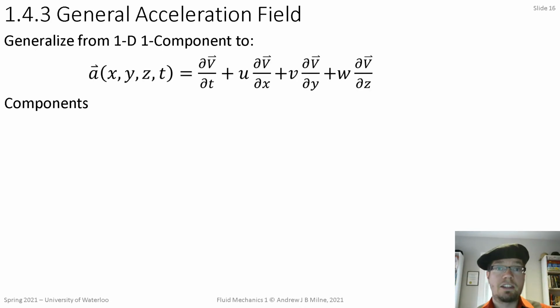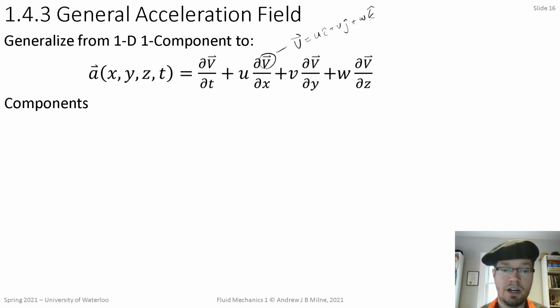We can generalize from the 1D, one component flow that we were considering for that tap to full 3D and 3 component, and we do the exact same thing. We take the entire 3 component velocity field. V here is V equals ui plus vj plus wk. So there's the full 3 components, and all of them could change in x, y, or z. And so we do the exact same thing.